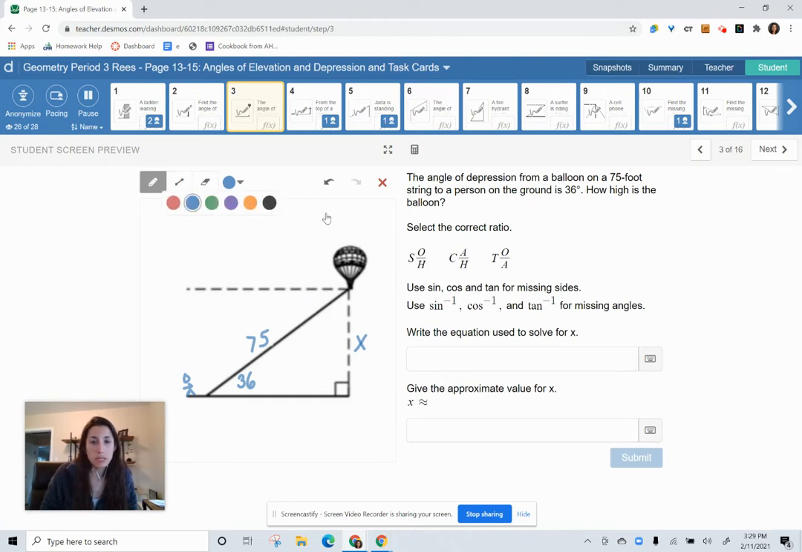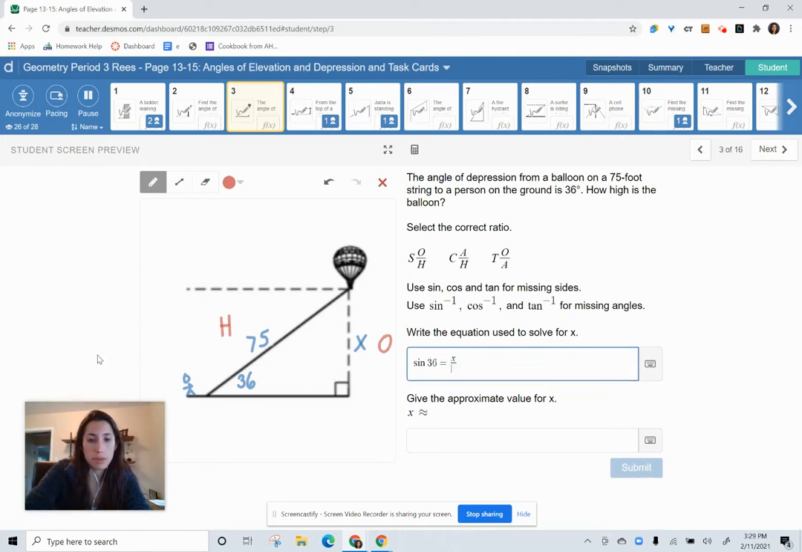So what I am using is from this 36-degree angle that's now inside the triangle, I have this side, which is an opposite leg. It's across from the 36-degree angle. And then I have this side, which is a hypotenuse. It's across from the right angle. So we have opposite and hypotenuse. That's a sine ratio, SOH. And I'm solving for a side, so it is a regular sine ratio. So I should be able to say sine of the angle measure, 36, is equal to opposite over hypotenuse.